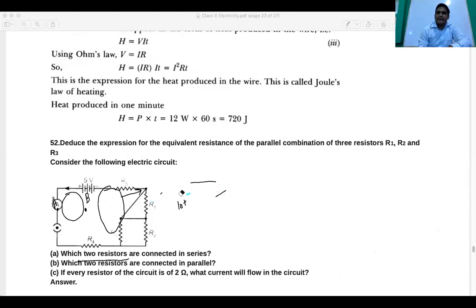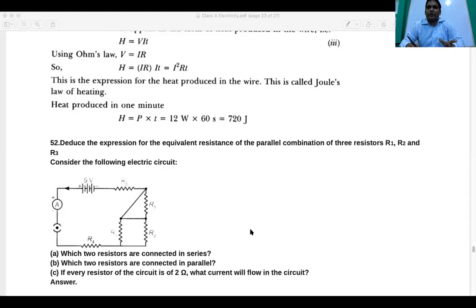Now let's see this question. What are they asking? Let's understand. The question is, deduce the expression for the equivalent resistance of parallel combination of 3 resistors. So you can do this because I have gone through this question.